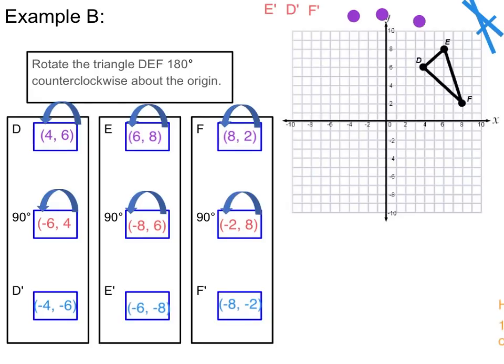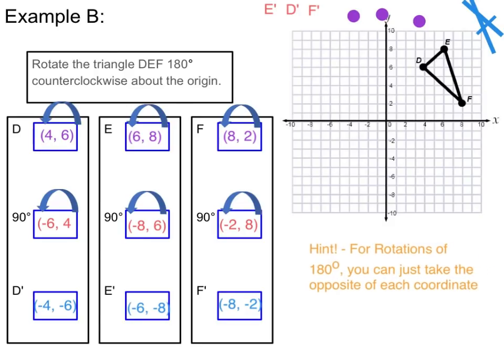Anytime that I'm rotating counterclockwise or clockwise 180 degrees, because you're going either way, it doesn't matter, you're going to end up on the opposite side. A hint is for rotations of 180 degrees, you can just take the opposite of each coordinate. So if you take a look at D, my original point was positive 4, positive 6. Where I ended up at the end is negative 4, negative 6.